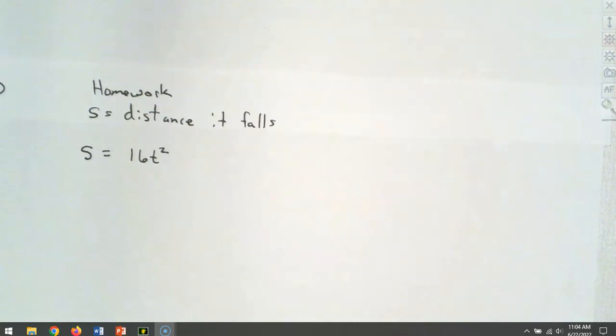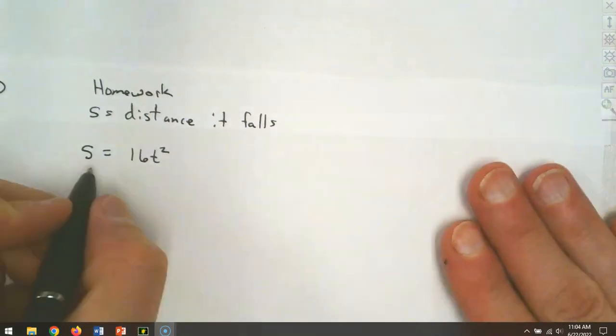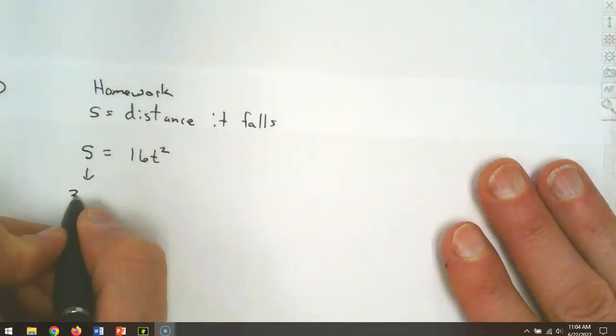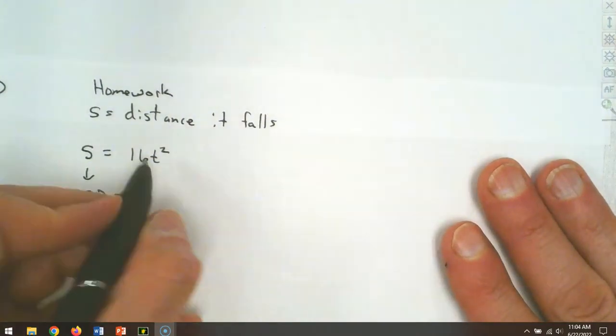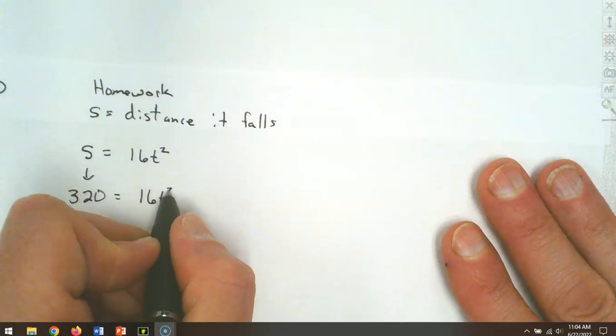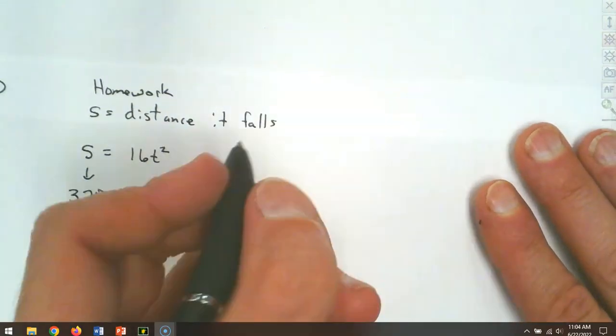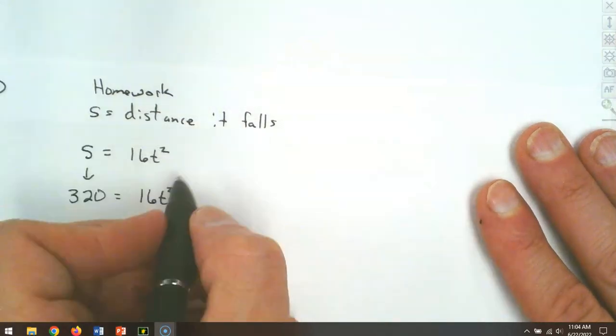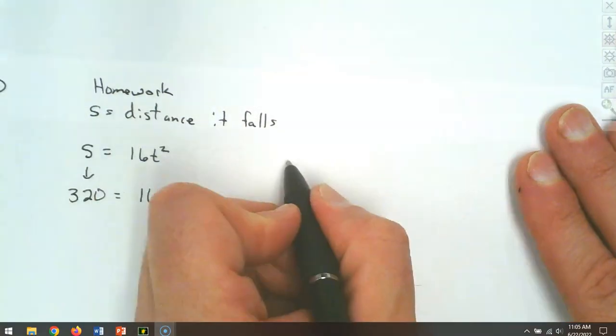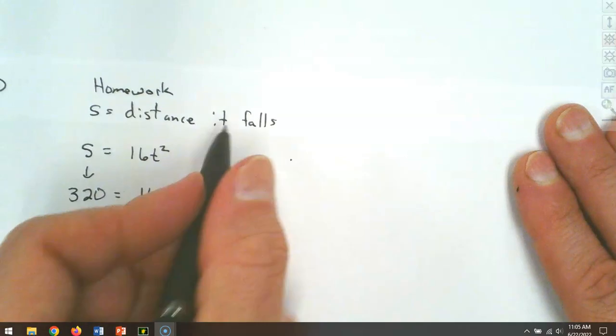Now, if I want this to fall down and reach the ground, how many feet is it going to have to fall? Well, it says that cliff is 320 feet tall. So that means my S is going to be 320, because that is 320 feet to the ground. That 320 represents the feet to the ground.